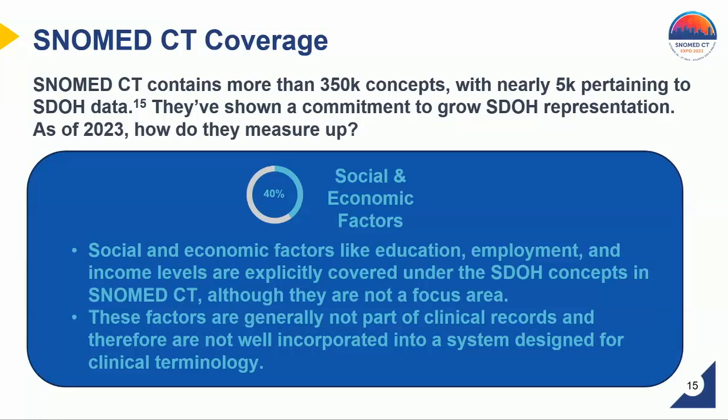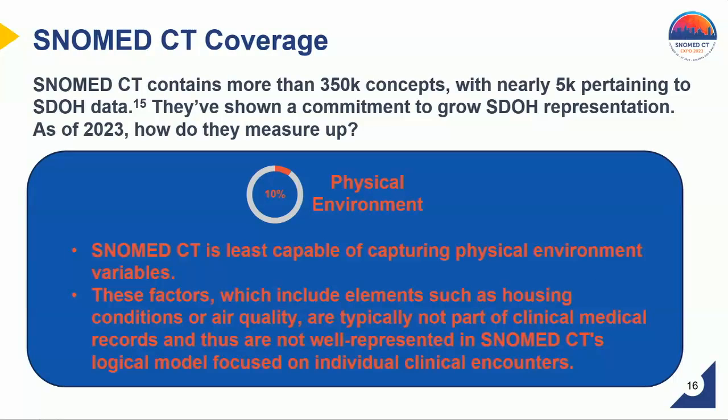And then social and economic factors. These are things like education, employment, and income. The concepts are relatively well represented in SNOMED CT, but again, the data is rarely populated in the EHR. And then finally, we have the physical environment, which is probably where SNOMED CT has the least amount of actual data. And these include things such as housing, air quality, et cetera.